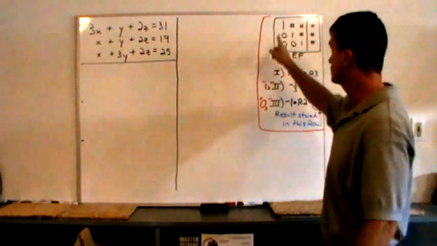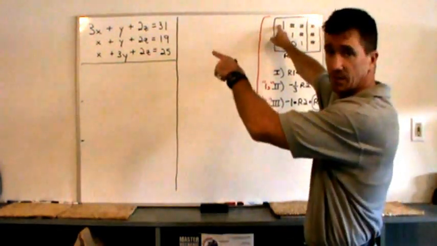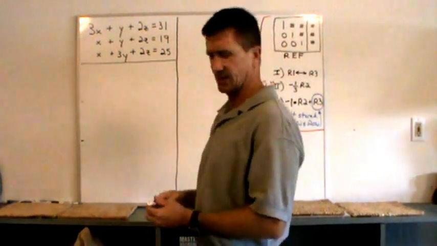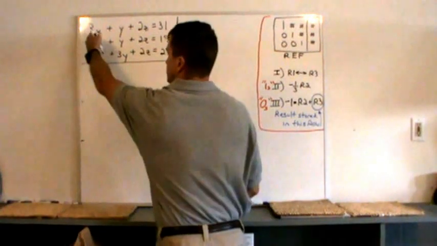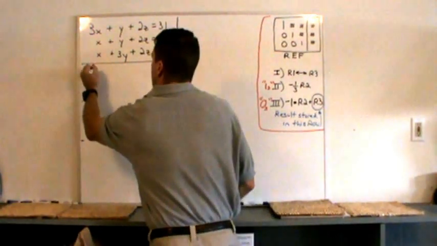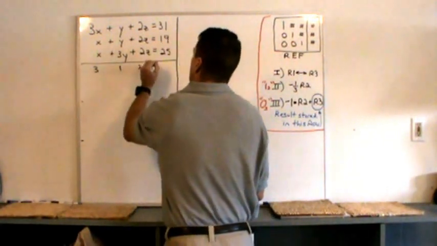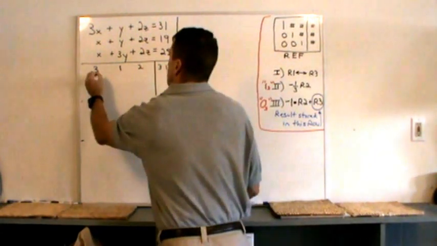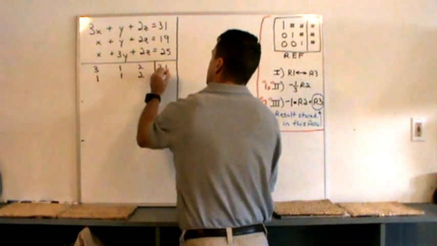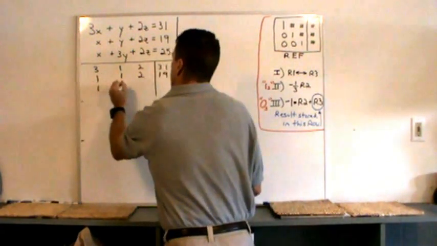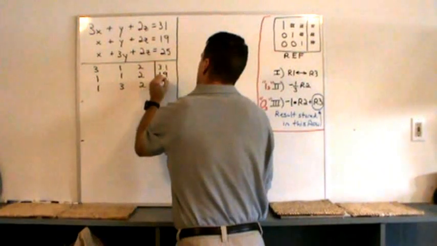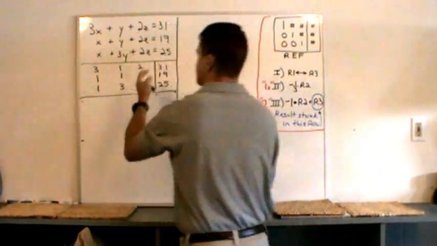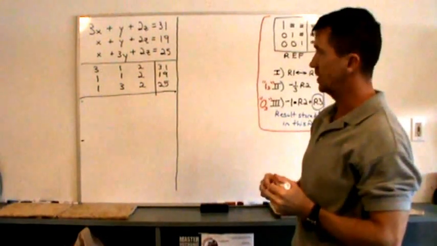So we'll get started. The first thing is we want to make this top left number a 1. And before you start, we should actually make the matrix first, which is simple. The augmented matrix, just put all the coefficients down. That's a 3, that's a 1, 2, 31. We'll use a vertical line to represent all those equal signs. That's a 1, that's a 1, that's a 2, that's a 19. That's a 1, 3, 2, and 25. Okay, so there's the augmented matrix representing those equations.